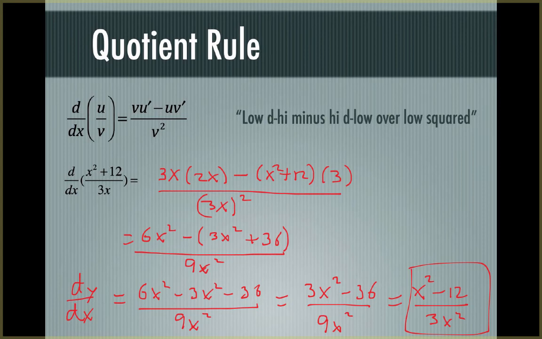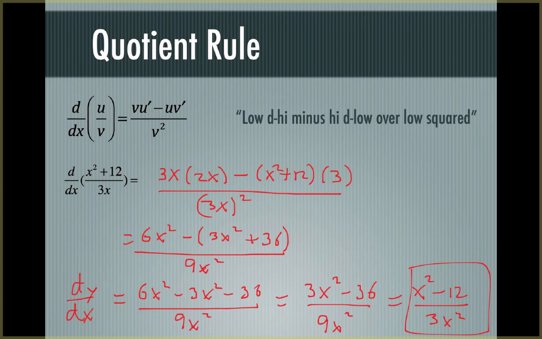This is the quotient rule. Remember, the low times the derivative of the high minus the high times the derivative of the low over low squared. Again, with these new rules you're learning, these shortcuts, I strongly recommend you start using note cards to learn these rules. We have more to come.